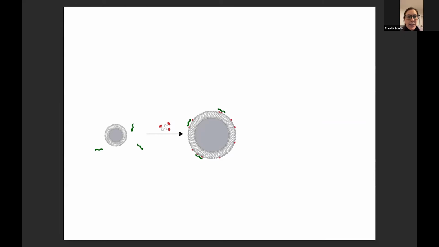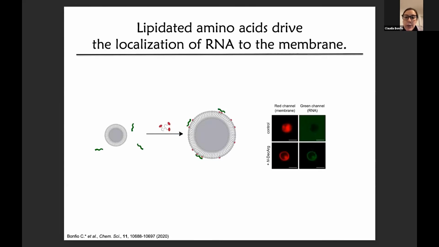In the next slide, you can see the microscopy images that we collected, and the bottom row is representing what I just described. So we had fed the membrane with positive charges, and now we can see that the RNA that is labeled in green is perfectly localized to the lipid membrane.